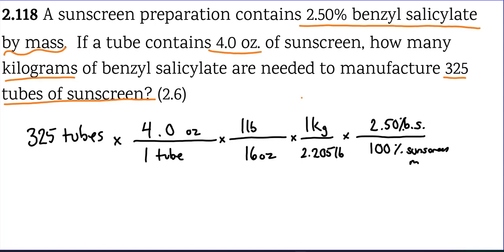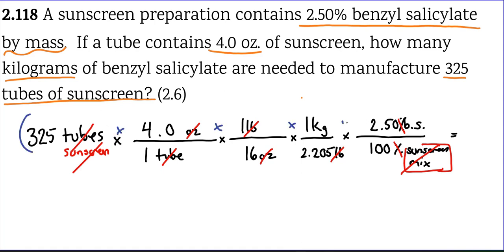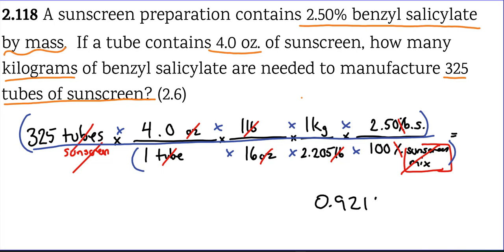We go ahead and solve everything. Tubes cancel, ounces cancel, pounds cancel, kilograms remain. Percentages also cancel. Remember, this was sunscreen in the tubes or sunscreen mixture, so that's also going to cancel. We multiply across the top, we divide by the product of the bottom, and we'll have our answer. We get 0.921 kilograms.